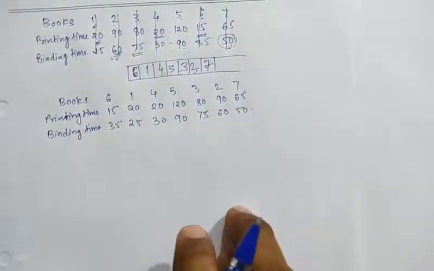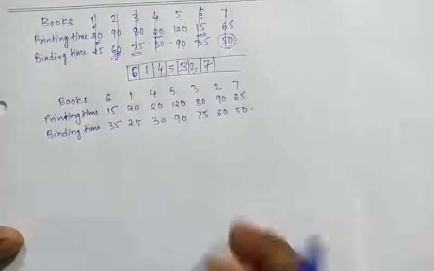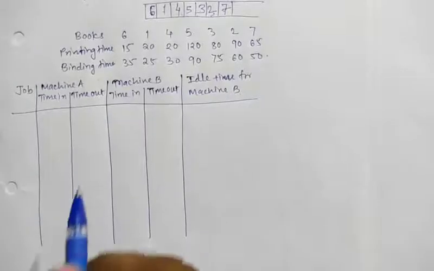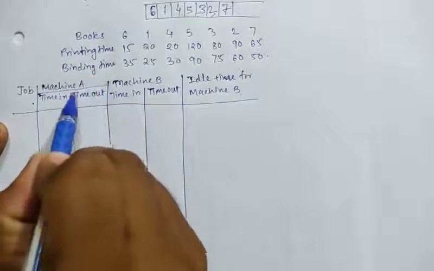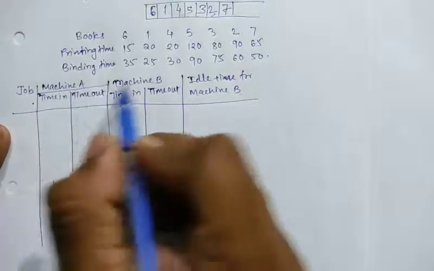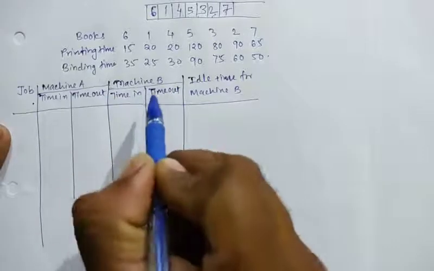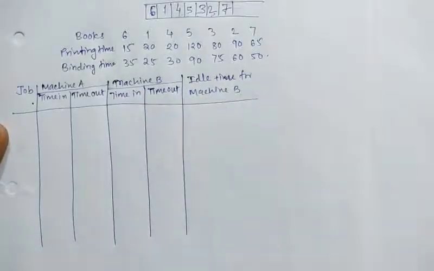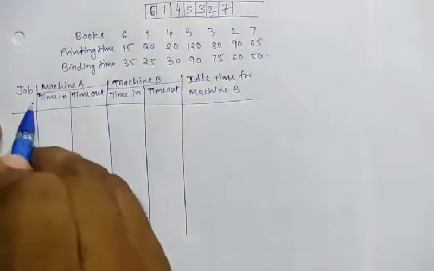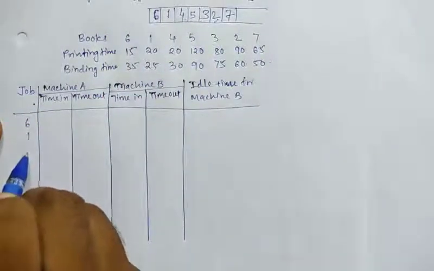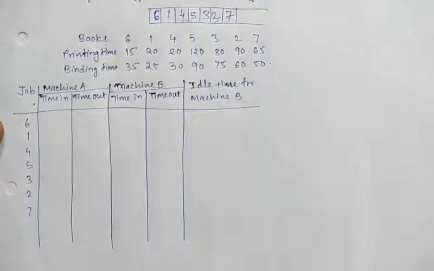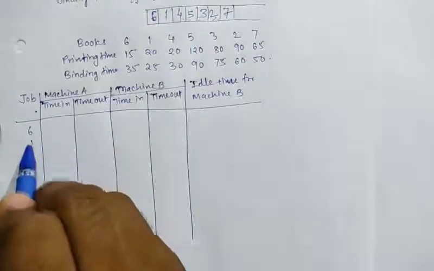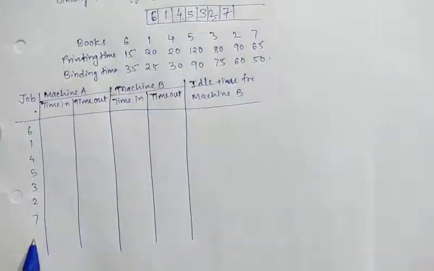Now to find out total elapsed time, we make a chart. So let's see the chart. Here this is job, machine A, which is given by printing time, and machine B, which is given by binding time, and idle time for binding time. So this is the optimal sequence. We can write here 6 1 4 5 3 2 and 7.